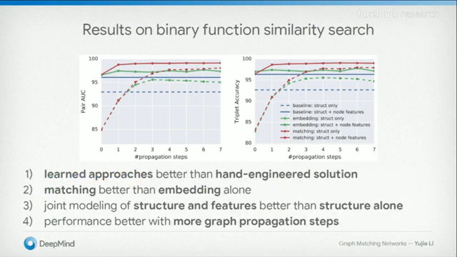From the experiment results, we can draw 4 different conclusions. First of all, the learned approaches are consistently better than hand-engineered solutions if we run the message passing on the graphs for enough rounds, such that the learned representations contain enough structural and semantic information about the graph. And also, the matching model is consistently better than doing embedding alone. Joint modeling of the structure and the features is better than modeling structure alone. And lastly, the performance of the graph neural network approaches gets better with more and more graph propagation and message passing steps because it more efficiently utilizes the graph structure.